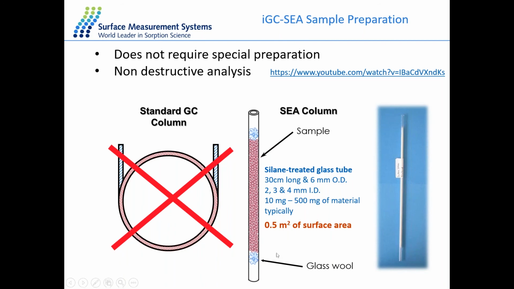What we do to pack a sample is insert some silicized glass wool, so this doesn't interact with any of the experiment. We'd funnel in your sample of interest and close off with some more silicized glass wool. This just ensures that there's no material going into the system during the experiment. We also have a nice YouTube clip to show how simple and straightforward it is to pack a column.